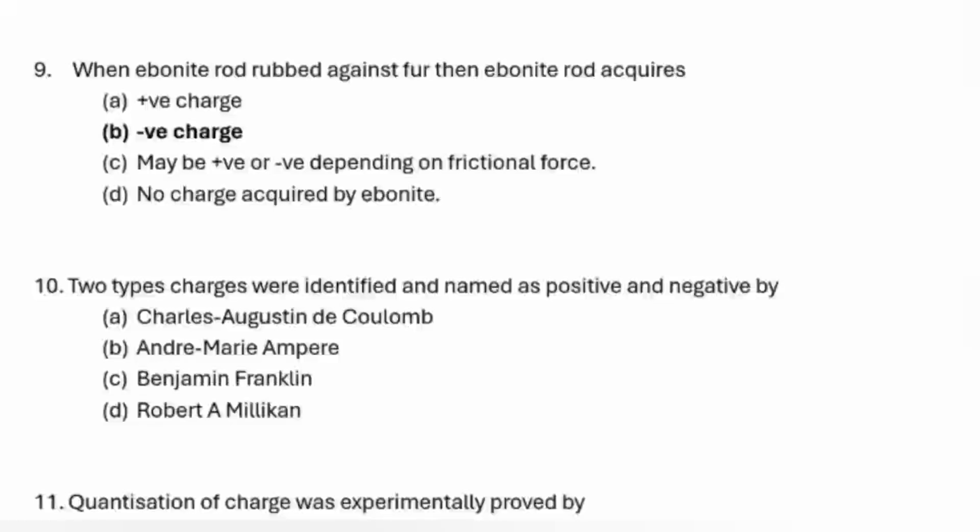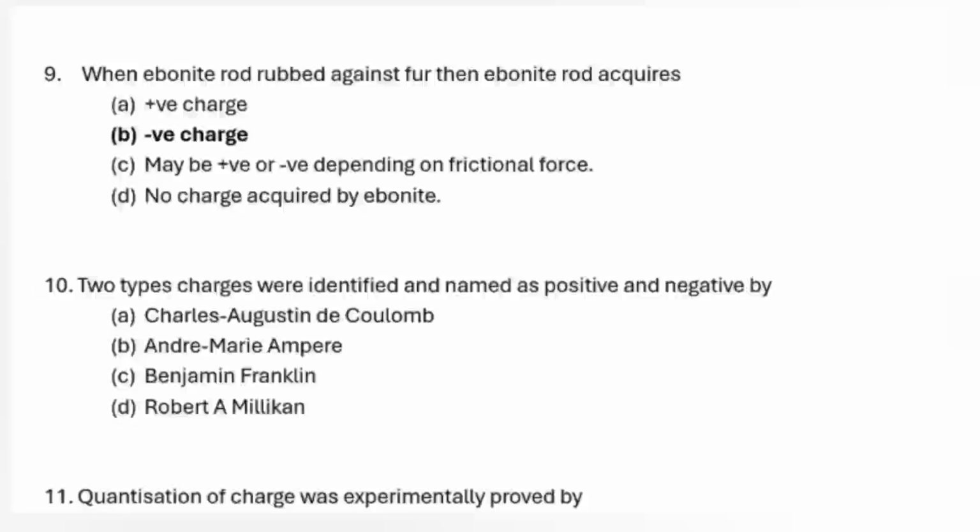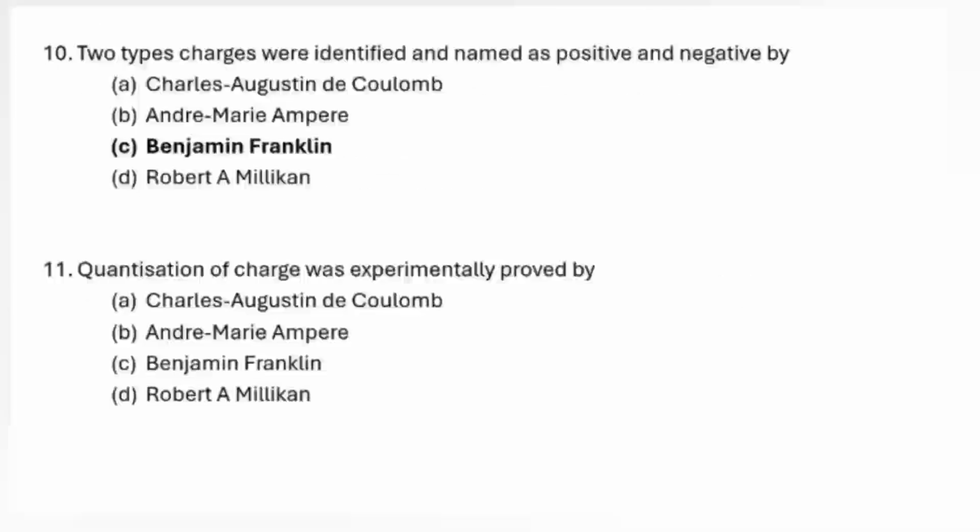Question number 10. Two types of charges were identified and named as positive and negative by option A Charles Augustin de Coulomb, option B Andre Marie Ampere, option C Benjamin Franklin, option D Robert Millikan. Here the correct answer is option C Benjamin Franklin.